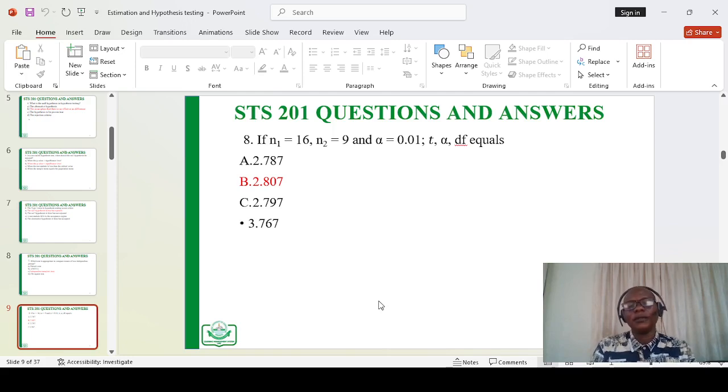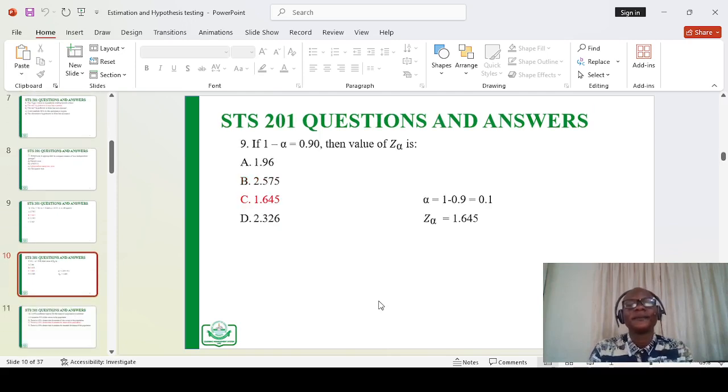Then in that table, you check the value that corresponds to the degree of freedom, and if you check your statistical table, you have it to be 2.807. So in that situation, B is the correct answer. It has been discussed in class, so I hope you'll be able to get that.